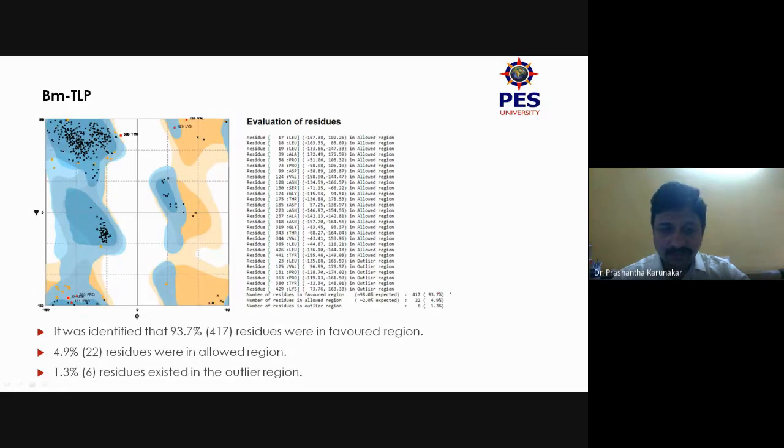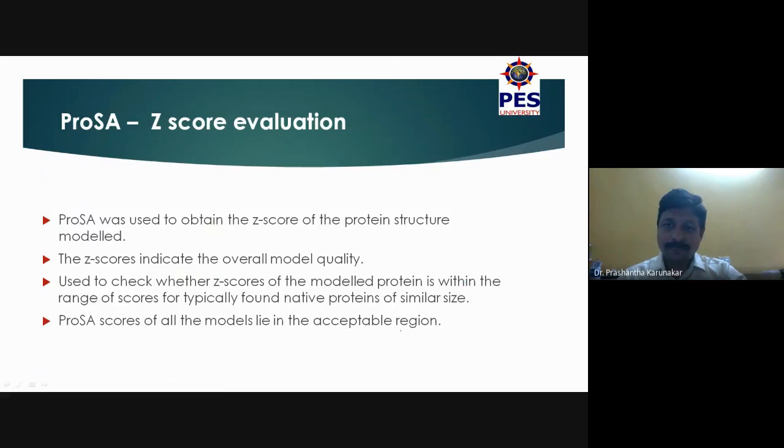417 in the favored region, 22 in the allowed region, 6 in the outlier. In all three cases, we have more than 90% in the favored region. So most of the time, whenever we communicate for publication, the reviewer looks for this favored region. As long as we have 90% and above residues in the favored region, even from the reviewer's perspective, they have confidence that we obtained a good model. Okay, so that also we need to keep in mind.